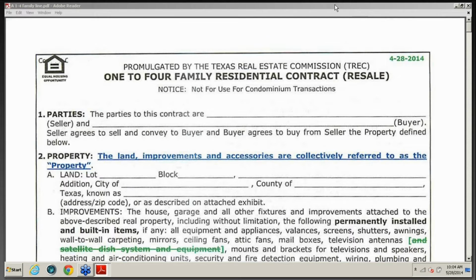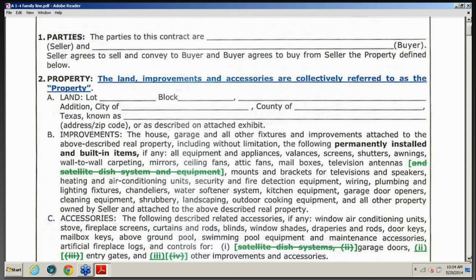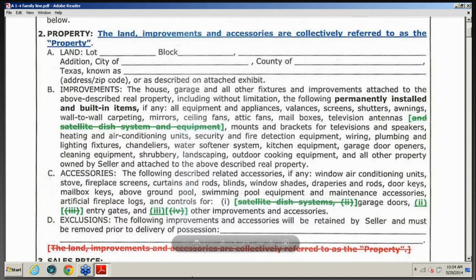So with that, I'd like to start off with the 1 to 4 family residential contract, and that is going to be a TREC contract form number 20-12. That's 20-12. And so there were a few changes on this. Just to let you know, the main change was just positioning in the first. The land, improvement, and accessories are collectively referred to as the property was moved from the bottom of D up to the top of paragraph 2.